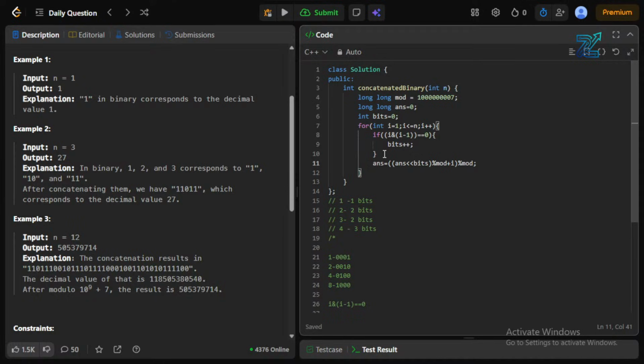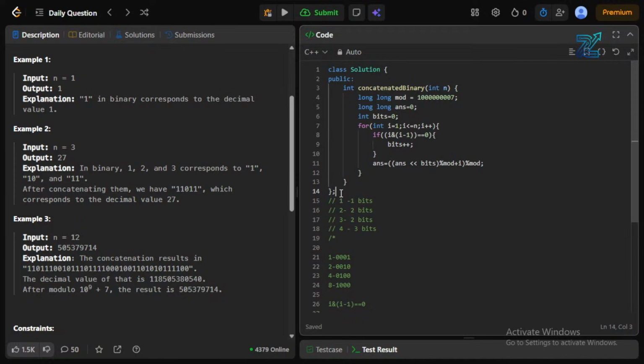So this will calculate our final answer, that is our decimal value, right? First we will see about this answer left shift bits. This symbol represents left shift, right? Left shift means we will multiply by 2, okay? 2 into bits, that's it.